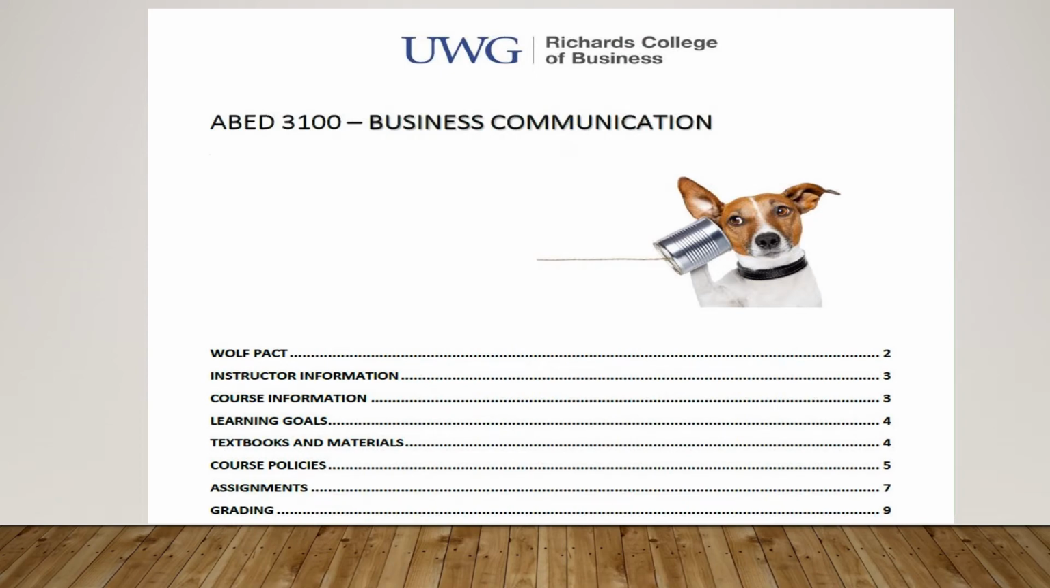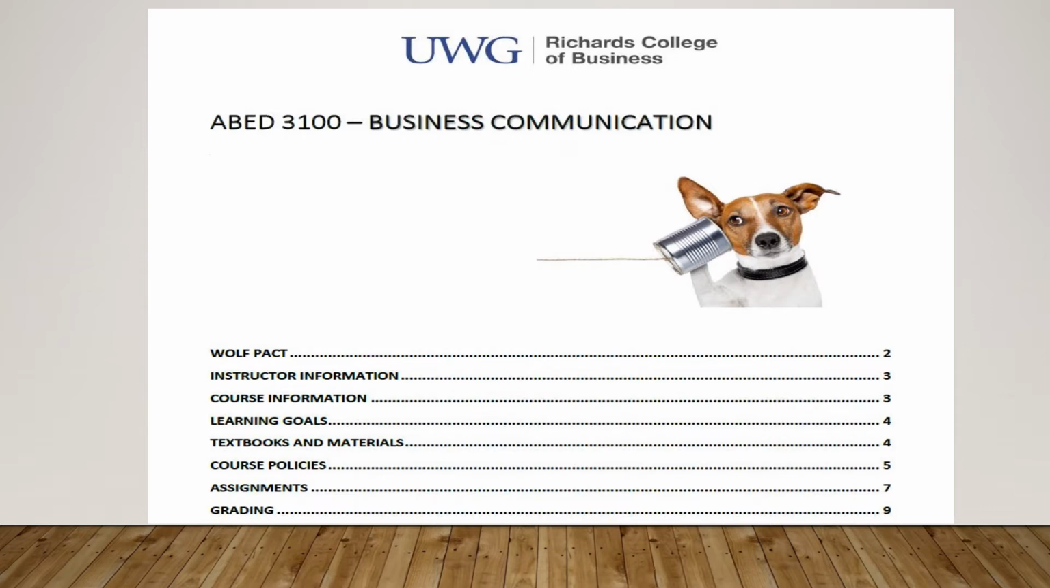I'm going to start off by going through our course outline. As you'll see, our course outline has a table of contents, and then the first thing that you'll see is the Wolfpack. You can actually go to different sections just by clicking on the links on the table of contents.